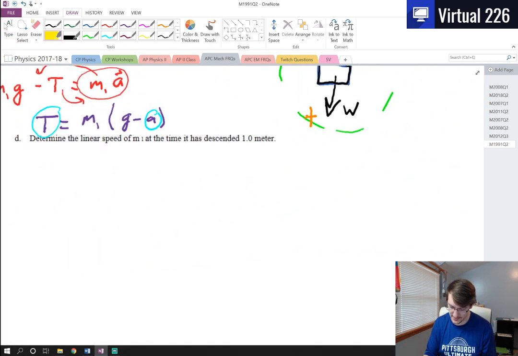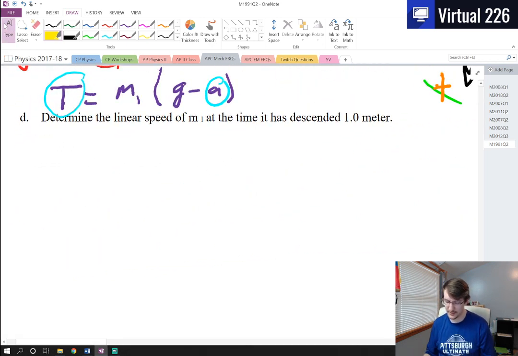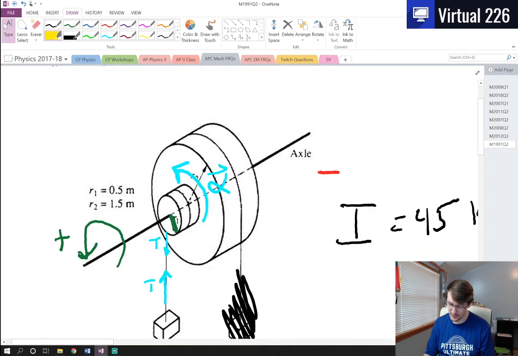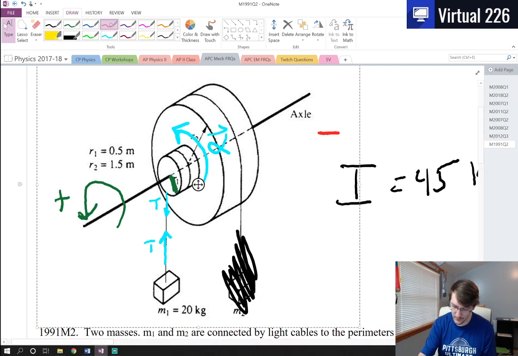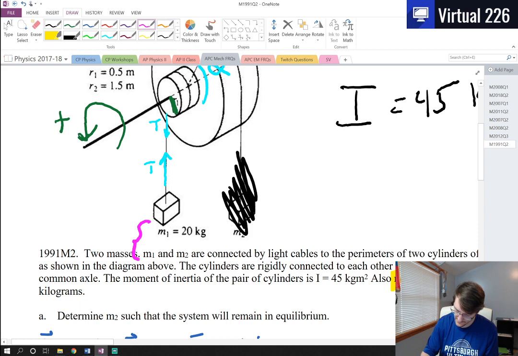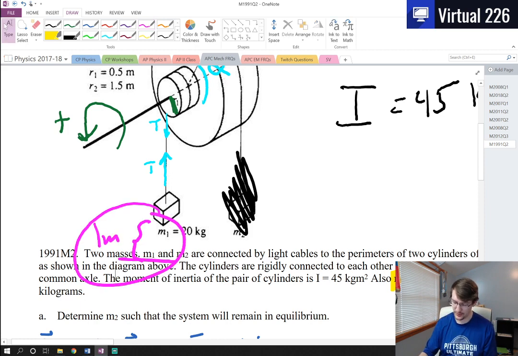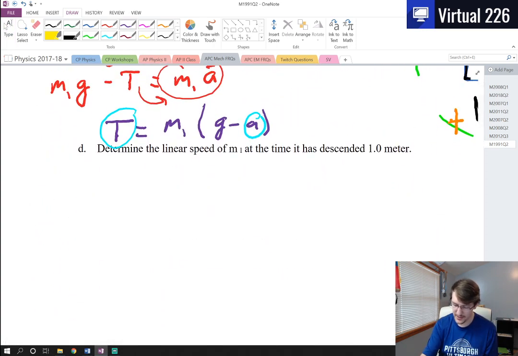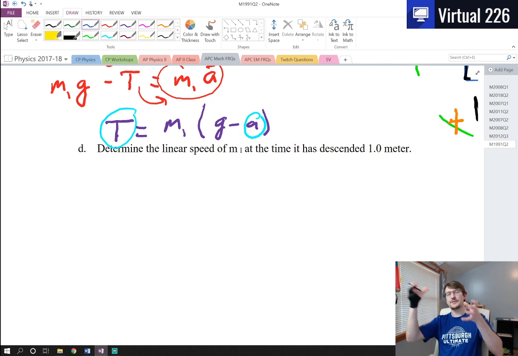And last but not least, we're asked to determine the linear speed of M1 at the time it's descended 1 meter. So when M1 has fallen down 1 meter in height, how fast is it going at that point? There are a few ways to do this. My personal favorite is with energy. If this is starting at rest, we can say that the mechanical energy is 0.